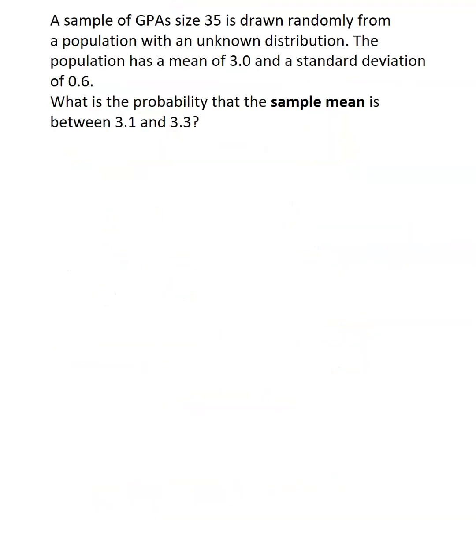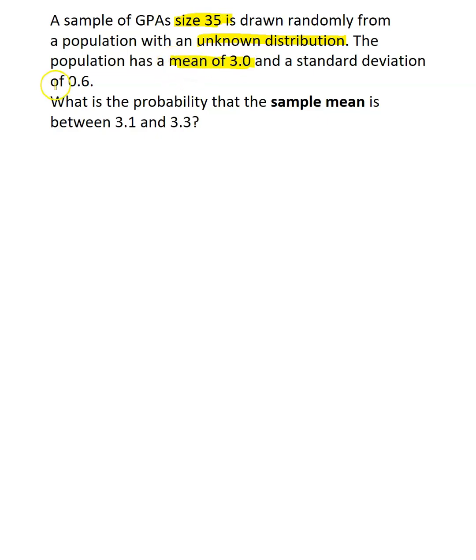A sample of GPAs, size 35, is drawn randomly from a population with an unknown distribution. The population has a mean of 3.0 and a standard deviation of 0.6. What is the probability that the sample mean is between 3.1 and 3.3? Unknown distribution, sample size is 35, that's good. All the GPA scores form the sample, and that sample has 35 scores, so the sample size is 35.